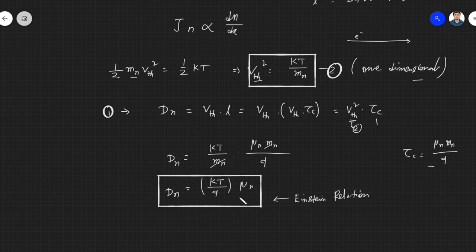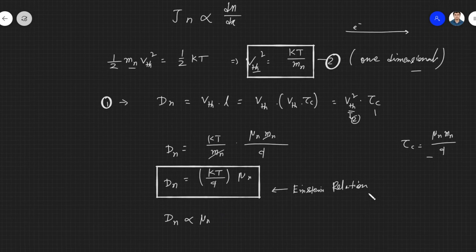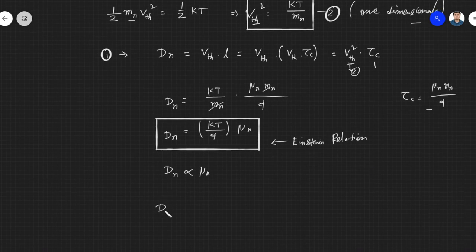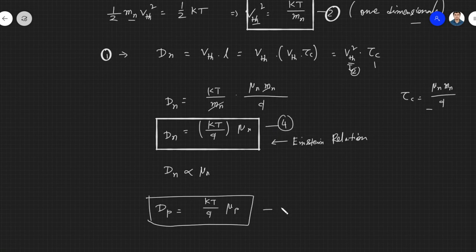So this is for electrons, right? The diffusion coefficient or diffusivity is proportional to mobility, basically. This shows the importance of this equation. And a similar case for holes we can also write: Dp, or diffusivity of holes, equals kT by q into mu p. Let's write these as equations 4 and 5. Both 4 and 5 are called the Einstein relation.